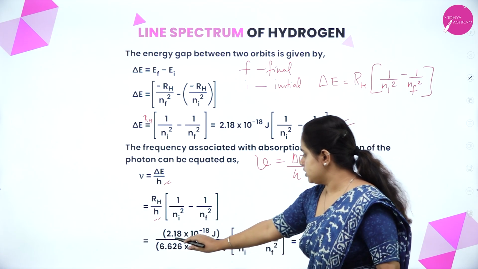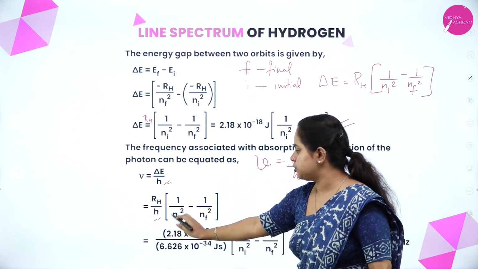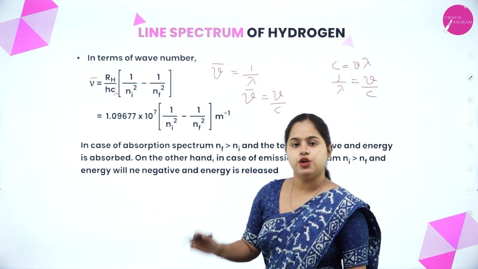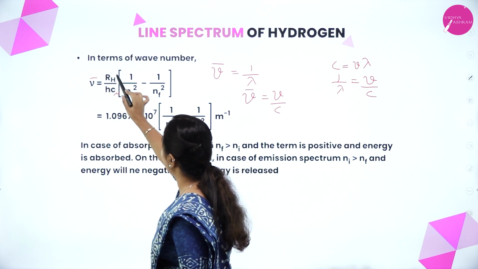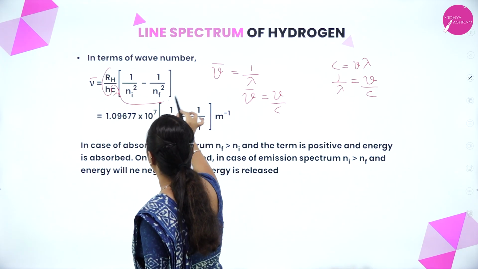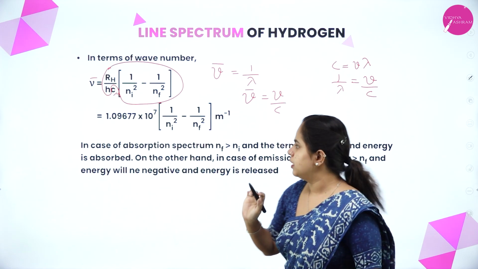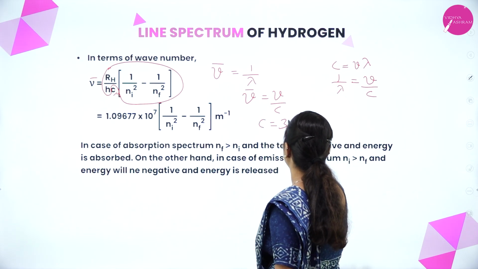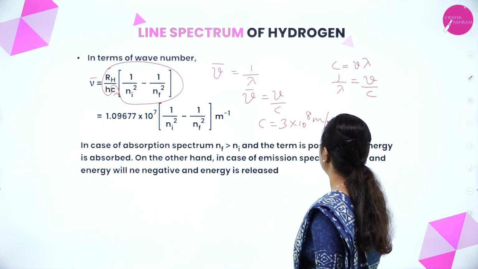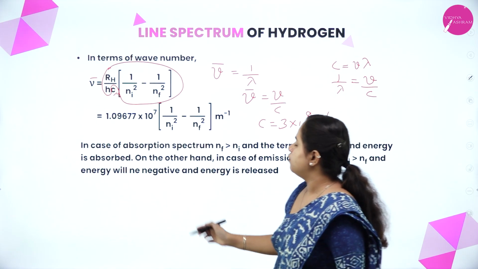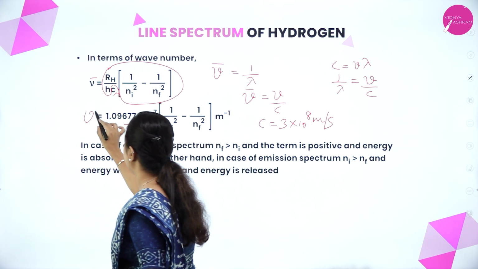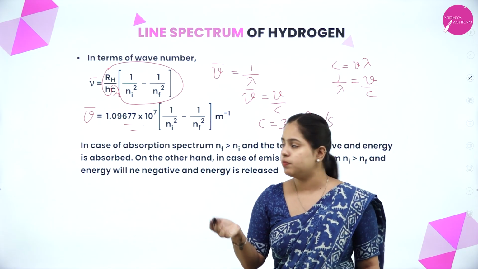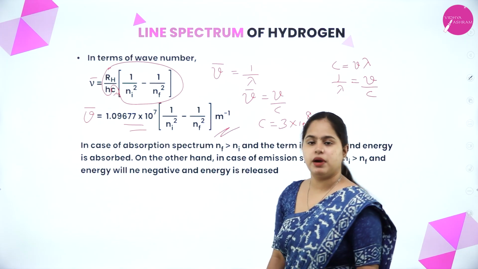What is nu? Nu is being calculated from here. That is RH by h into this value. Clear? Now to that, one more c will be added. Nu bar is equal to nu by c. The nu value is RH by h into this much part, and one c will also be there. Clear? Now calculating it with the values. What is the value for c? We know that c is 3 into 10 raised to 8 meter per second, right? So substituting all the values, finally we will obtain nu bar, that is the wave number, as 1.09677 into 10 to the power 7 into 1 by NI square minus 1 by NF square.